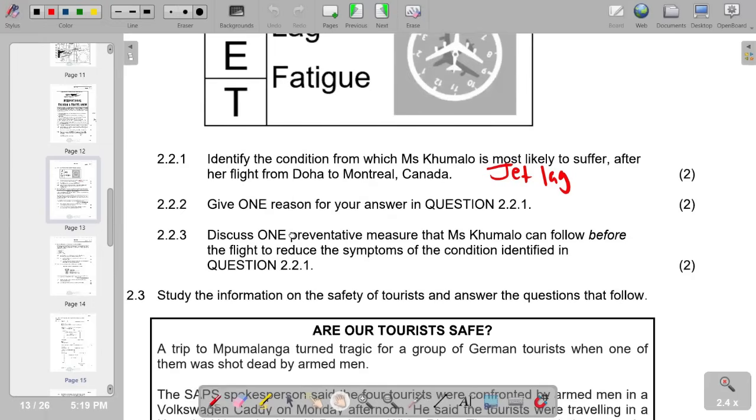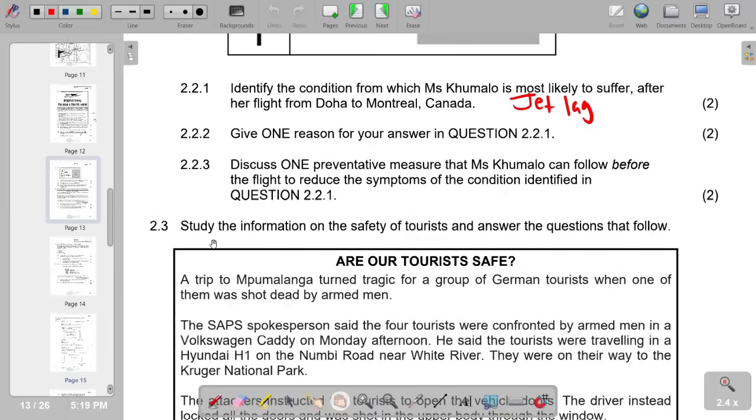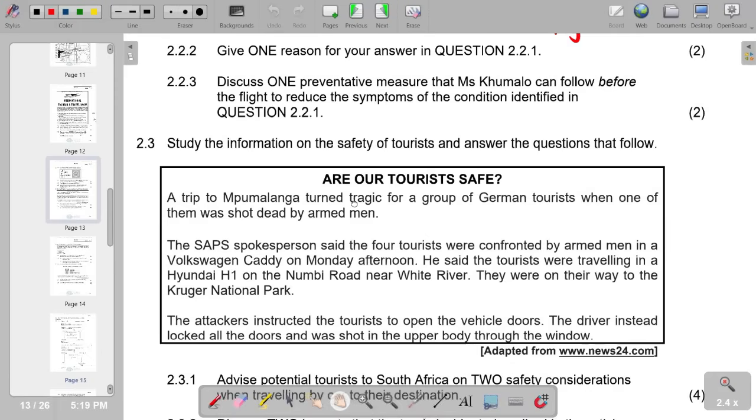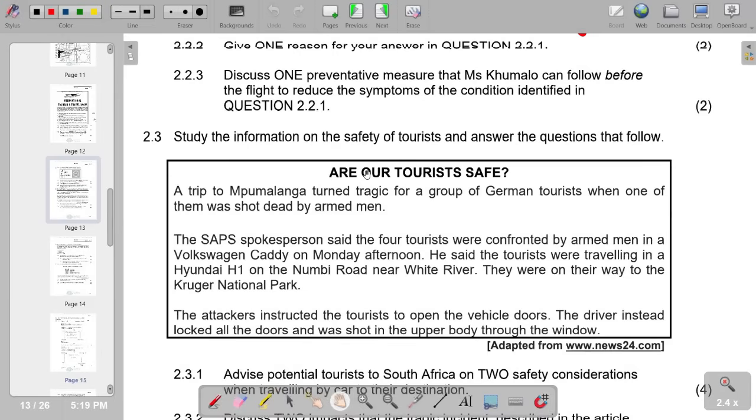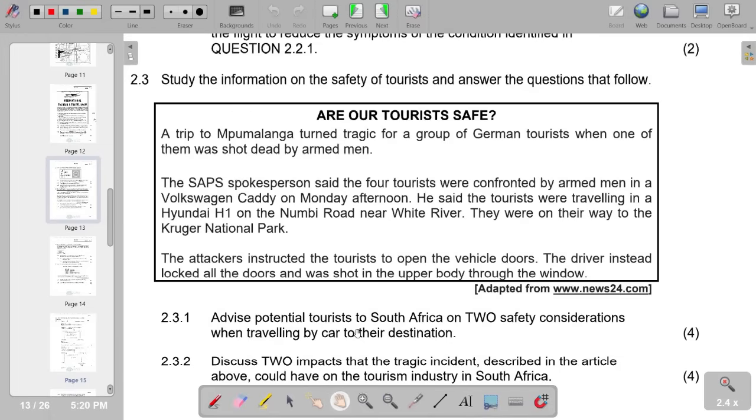So we go to 2.3. Start with the information on the safety of tourists and the other questions that follow. So this is the information that you need to go through, titled "Are our tourists safe?" So we go through the information given. Then 2.3.1, advise potential tourists to South Africa on 2 safety considerations when traveling by car to their destination.